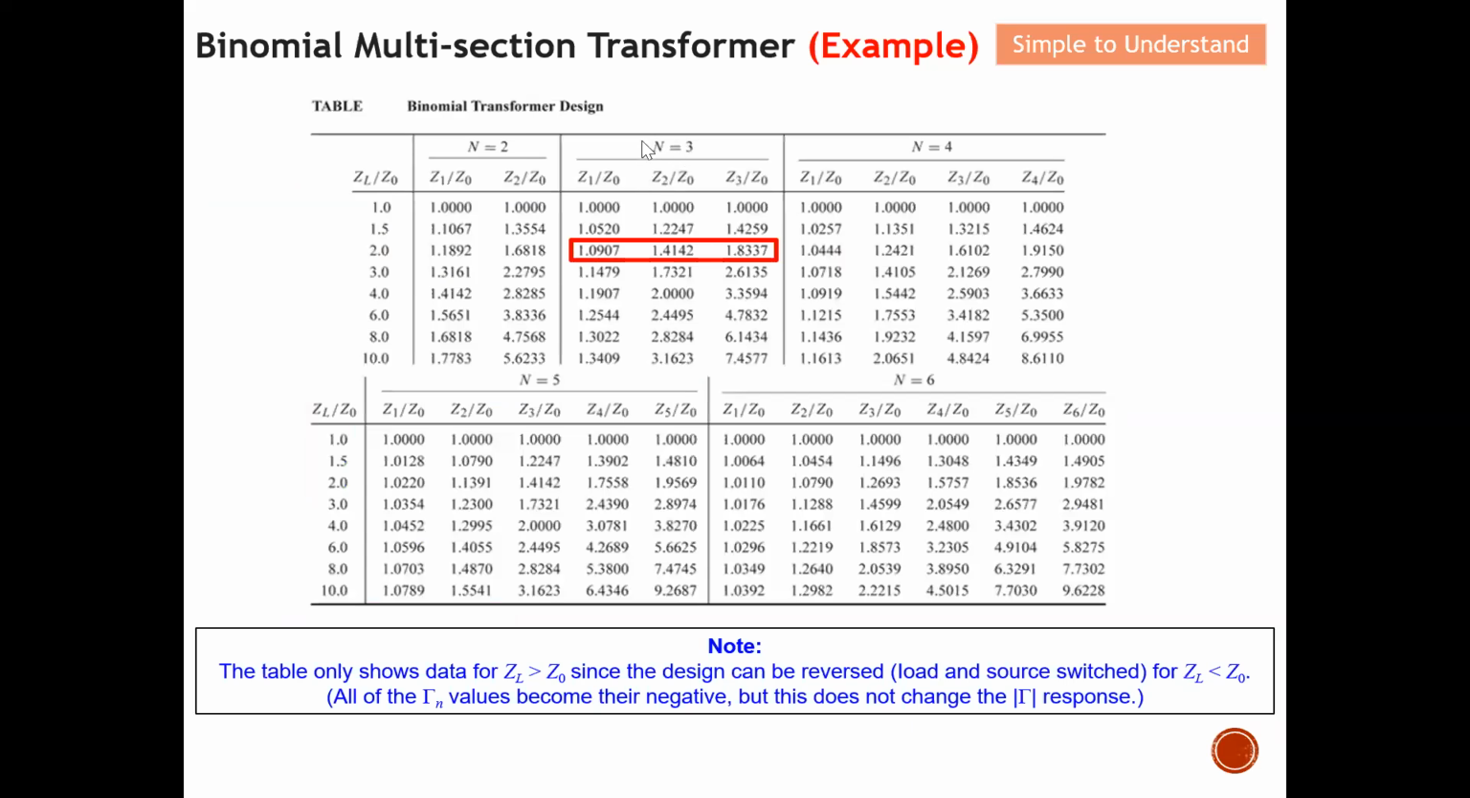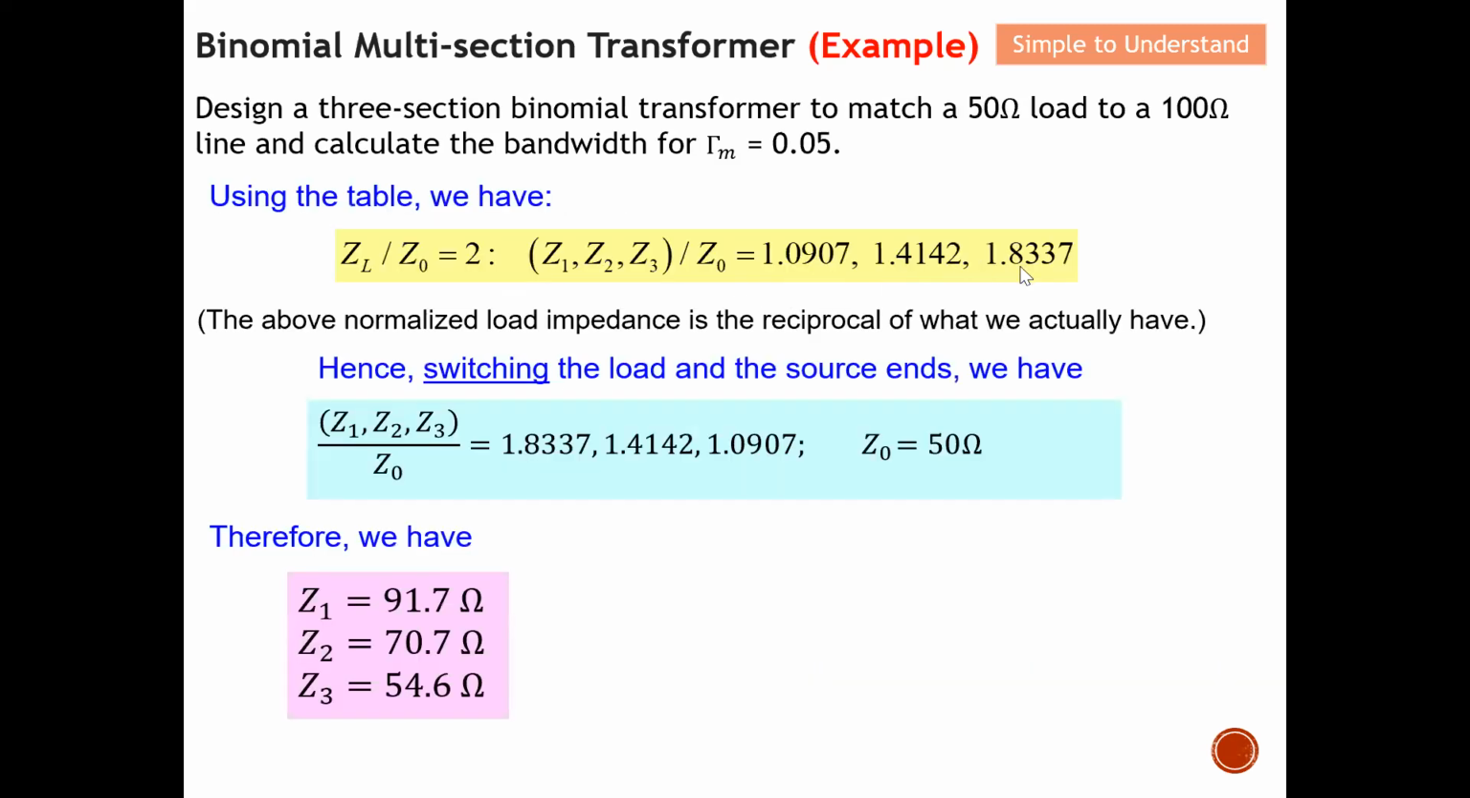Okay, so this will be n equals 3. Remember, we need to design a 3-section multi-section transformer. So basically, I will select this so-called table. And earlier on, I have shown you ZL over Z0, which is equal to 2. Therefore, I will select all this data. In short, Z1 over Z0 will be equal to 1.0907, Z2 over Z0 will be equal to 1.4142, and Z3 over Z0 will be equal to 1.8337, which is shown over here.